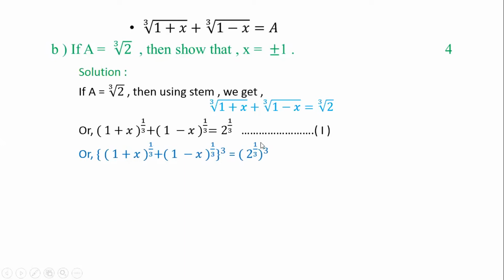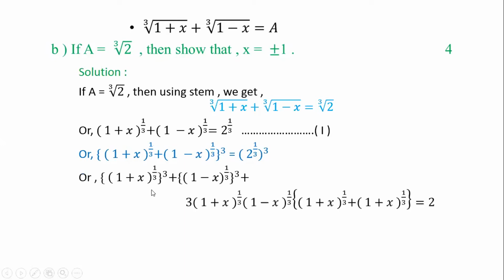First bracket 2 to the power 1 by 3, first bracket cube. So here, if we apply the (a plus b) whole cube formula, then we get this term. Here, (1 plus x)^(1/3) whole cube, plus (1 minus x)^(1/3) whole cube, plus 3 into (1 plus x)^(1/3) into (1 minus x)^(1/3) into ((1 plus x)^(1/3) plus (1 minus x)^(1/3)) equal to 2.